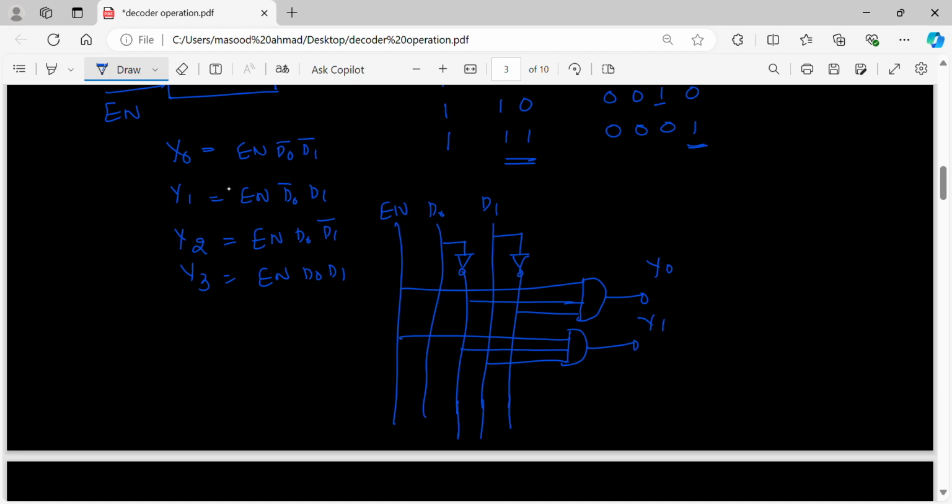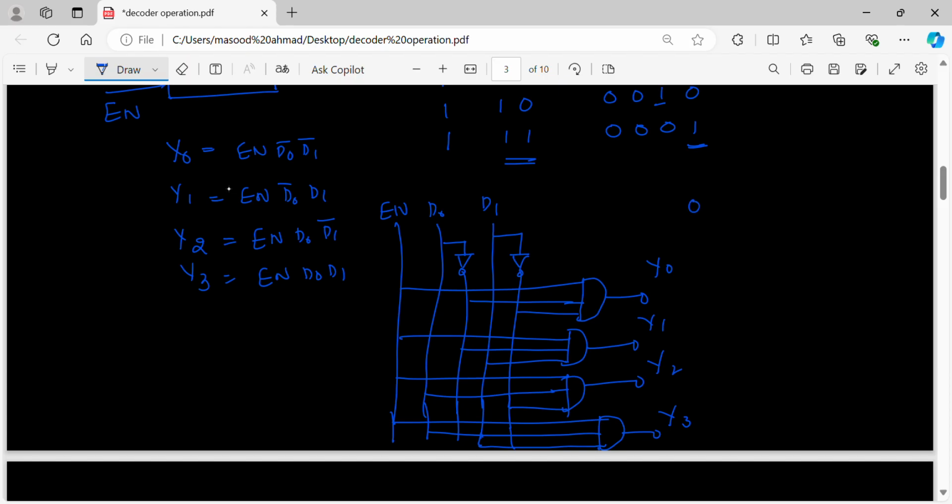Similarly, I can extend these lines, then I can connect them. You take enable, then you take D0, you take D1 bar, then you connect it to AND gate. This will give you Y2. Similarly, you take enable, you take D0, you take D1, connect them to the AND gate, this will give you Y3. So, inputs are enable, D0, D1, outputs are Y0, Y1, Y2, Y3.